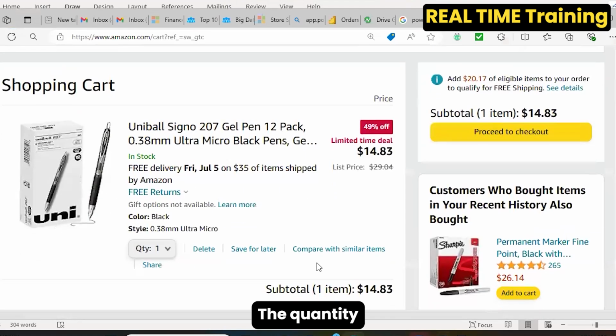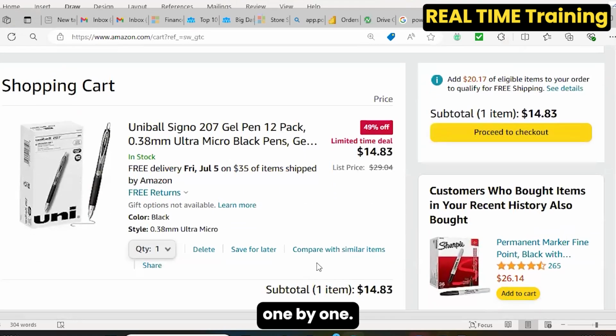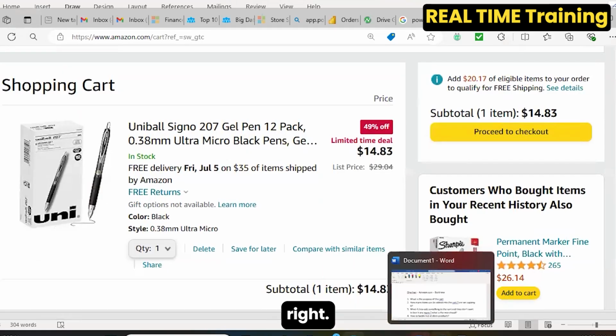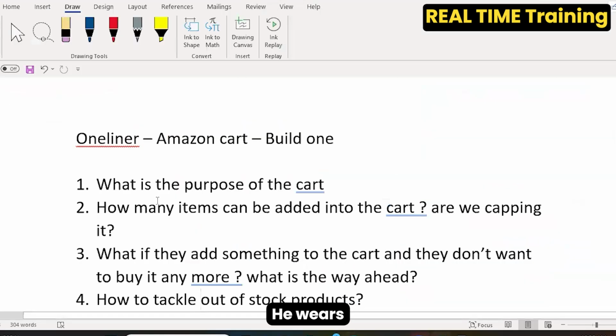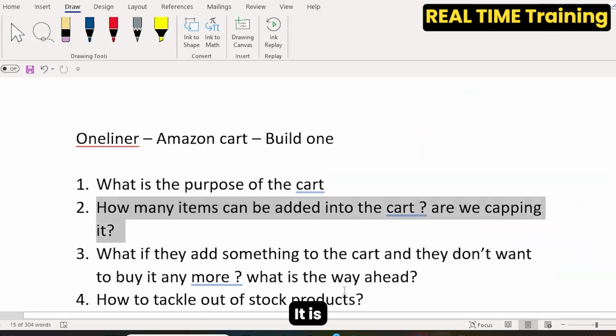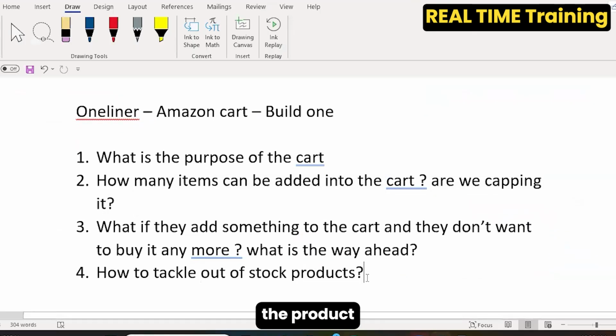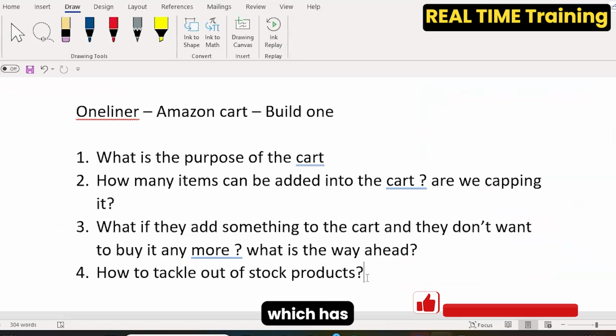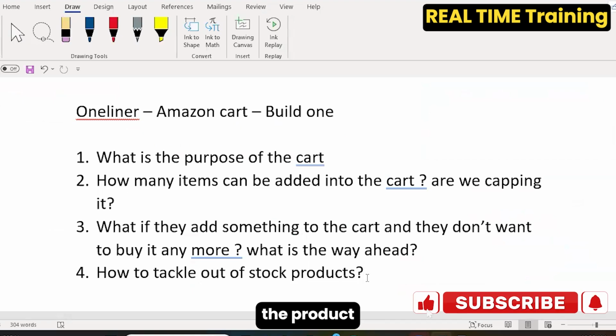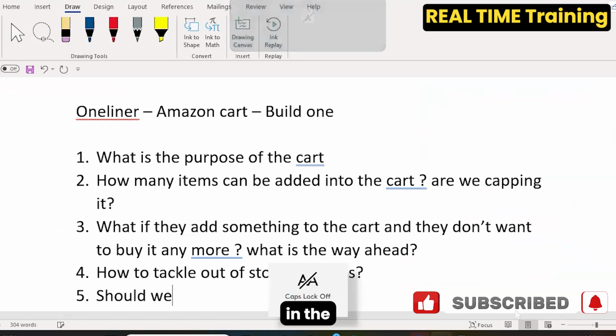Maximum quantity. One by one. Maximum quantity. Okay, maximum quantity is covered, right? Number 2, it is covered. And after the product is added to the cart, what display do you want to make? When we are adding that to the cart, there are certain things written, like features of the product, so what things do you need to mention in that dashboard?